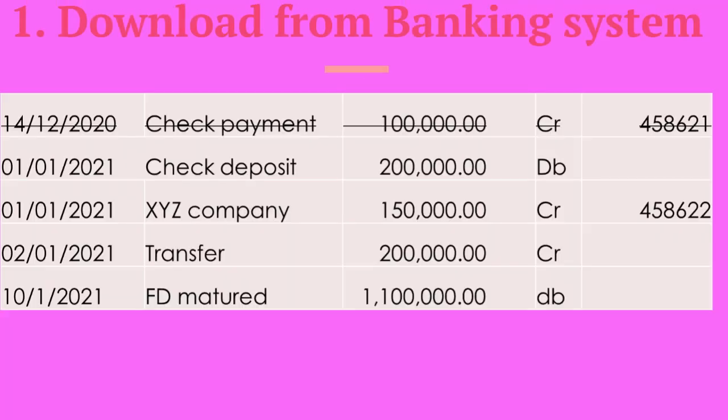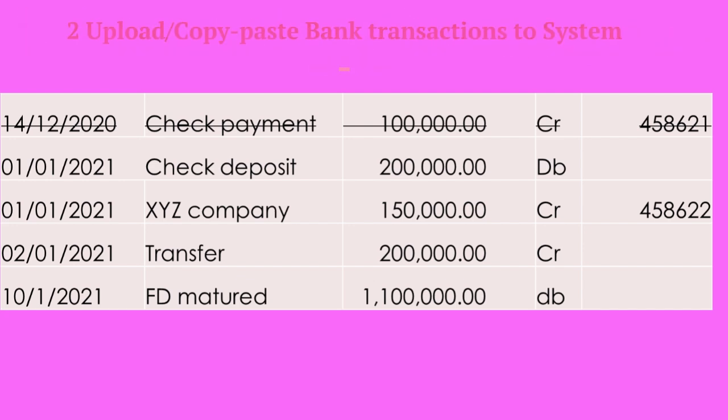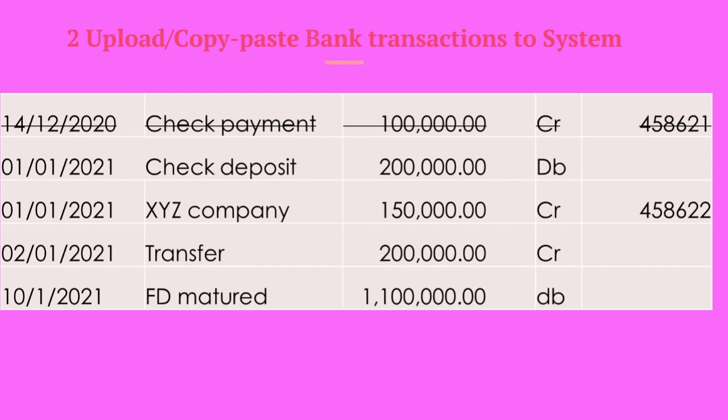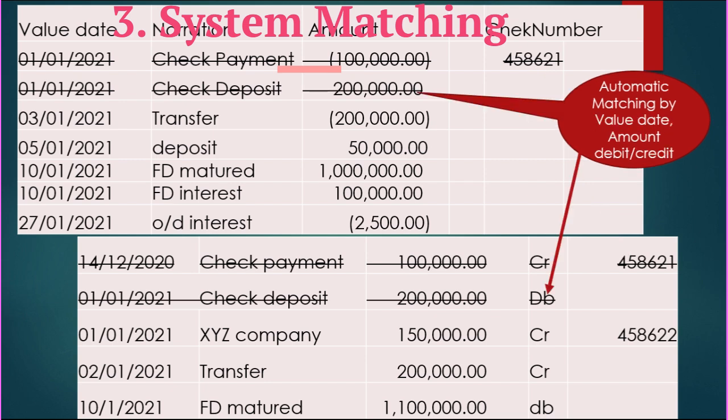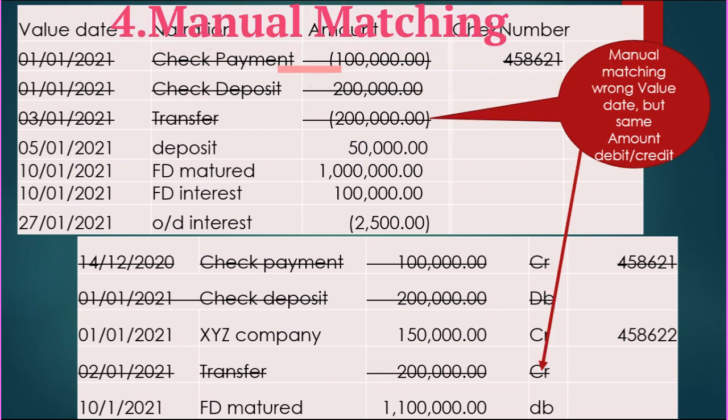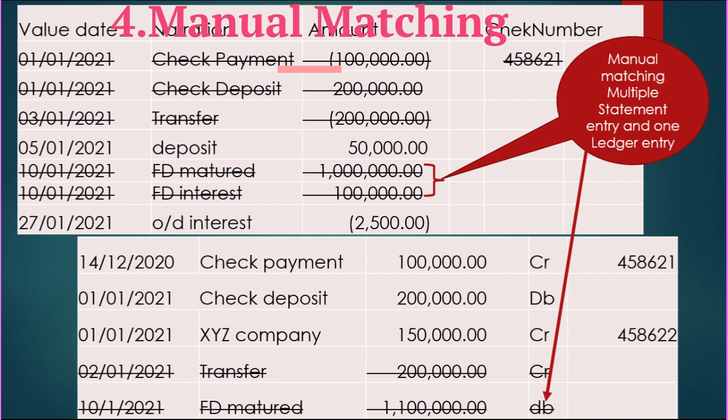First step: downloading the bank statement from the online banking system into Excel or CSV format and obtaining the Excel file. Second step: creating the bank statement summary and bank statement details in the system by uploading from text or Excel files. Third step: matching bank ledger entries and bank statement entries by the system itself by matching check numbers and amounts. Fourth step: manually matching entries that could not be done by the system due to error in value date or matching multiple entries in one for a single entry in the other.